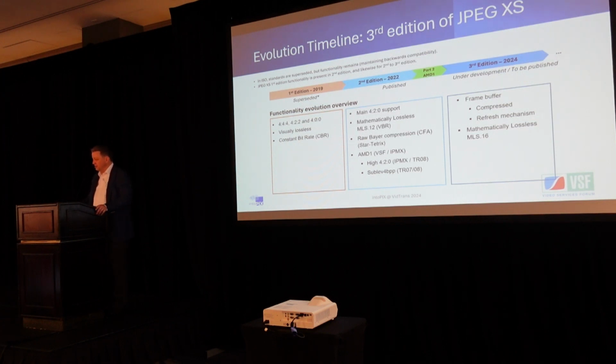And now in the 3rd edition, we've added in a frame buffer. So this is now where you get inter and intra capability. So it's a compressed frame buffer, so it's not the whole frame, it's a compressed frame. And there's a refresh mechanism to keep the encoder and decoder synced. They're also going to add in mathematically lossless up to 16-bit in this 3rd edition as well.